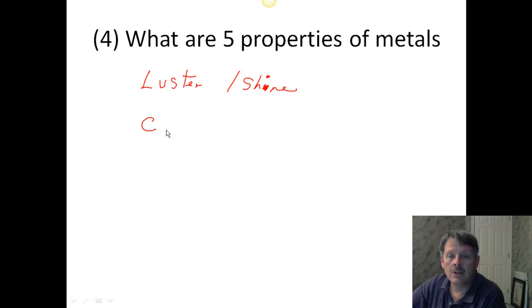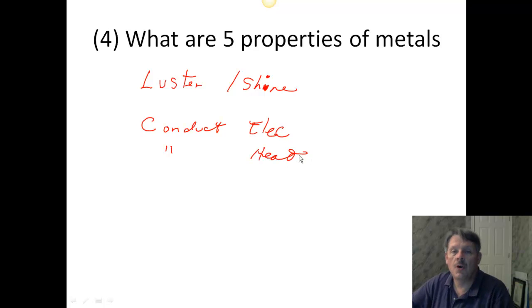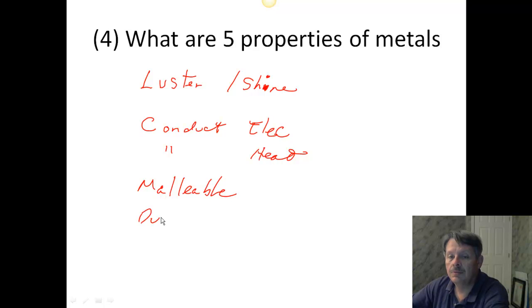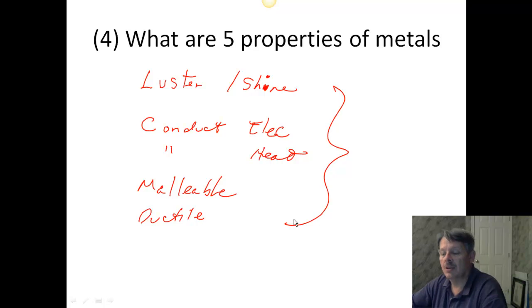Okay? They conduct electricity well. And they conduct heat well. So this is true of all metals, or almost all metals, is they have a shine, they conduct electricity, and they conduct heat. They're also malleable, and they are ductile. That's why I asked you for the definitions. So those are the 5 most common properties of metals.